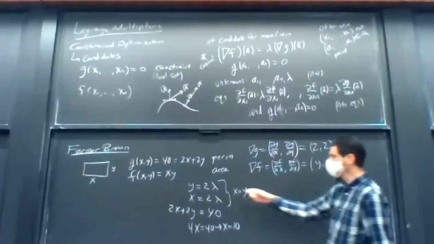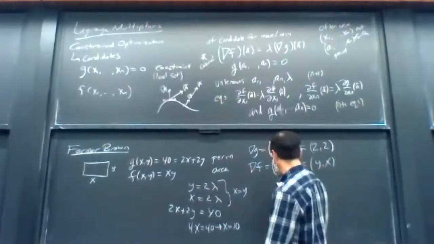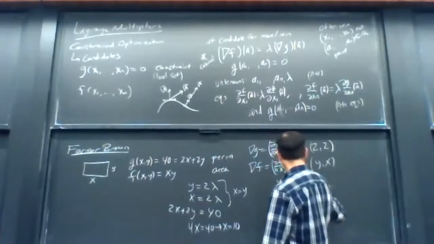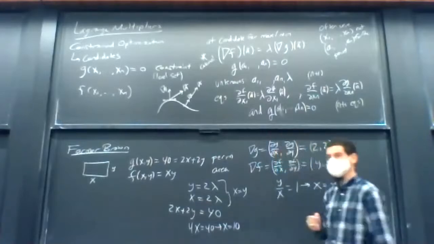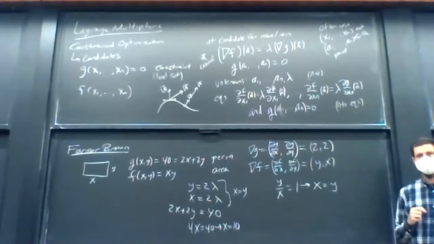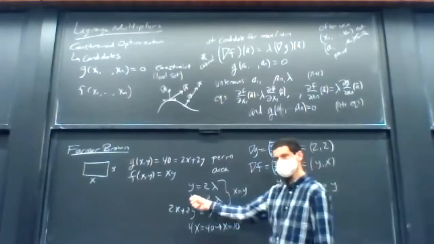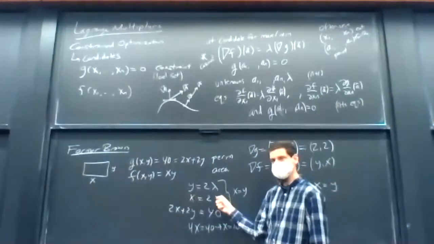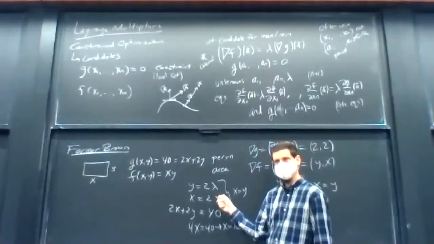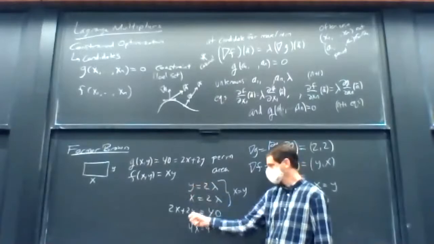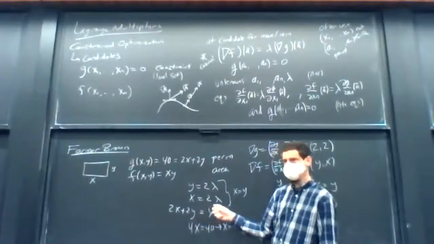I could take the ratio of these two equations and I could say y over x equals 1, therefore x equals y. What do I have to be careful about by doing that? If x is 0. So if x is 0, what does that mean about lambda? And if that's 0, what does that mean about y? And does 0, 0 satisfy the constraint?